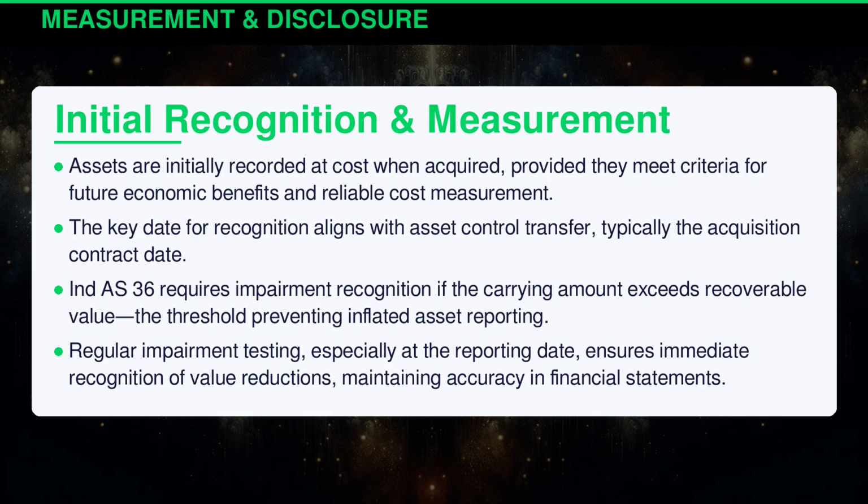Assets are initially recorded at cost when acquired, provided they meet criteria for future economic benefits and reliable cost measurement. The key date for recognition aligns with asset control transfer, typically the acquisition contract date. Indian Accounting Standard 36 requires impairment recognition if the carrying amount exceeds recoverable value, the threshold preventing inflated asset reporting. Regular impairment testing, especially at the reporting date, ensures immediate recognition of value reductions, maintaining accuracy in financial statements.